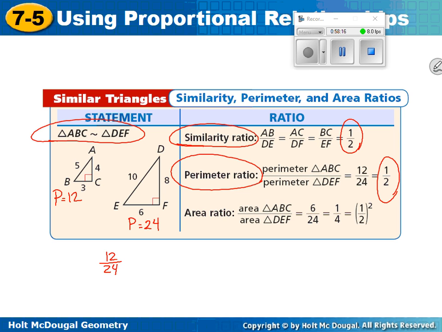Well, we're going to be able to use that to find the perimeter of a figure when we don't know all of its measurements. So this is going to be helpful. These will always be the same. The ratio of the sides will always be the same as the ratio of the perimeters. Okay? The area is a little different.